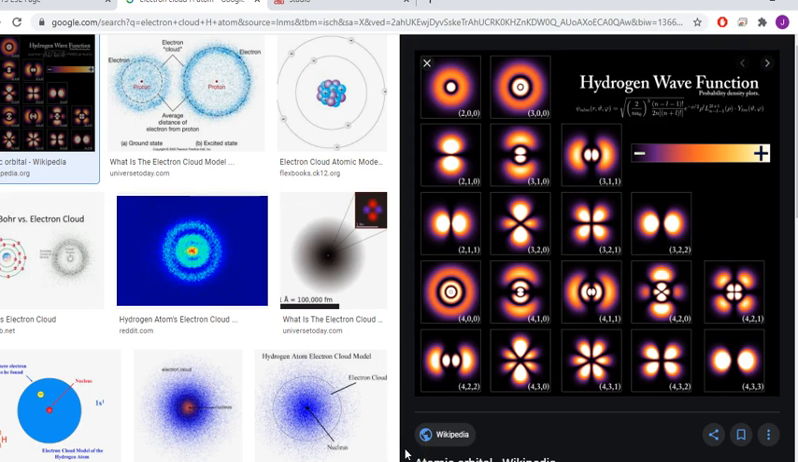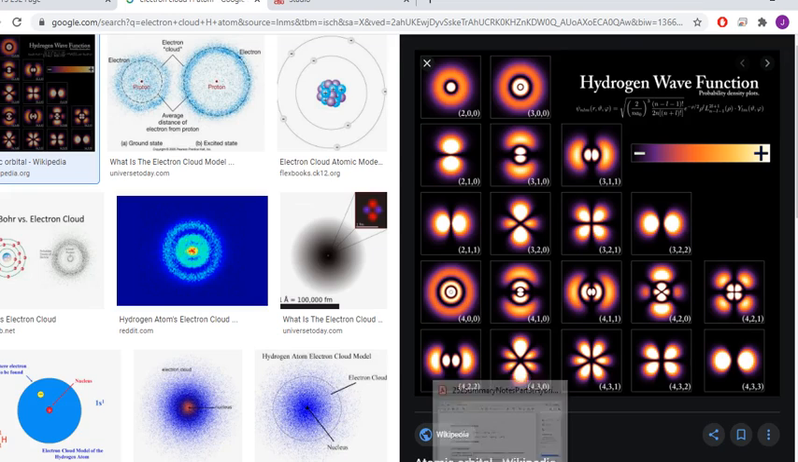So a state, right? n, l, m sub l, and m sub s either being spin up or spin down. You can also talk about the probability of locating the electron, which is these subshells, orbitals. Okay, that's the lowest level.